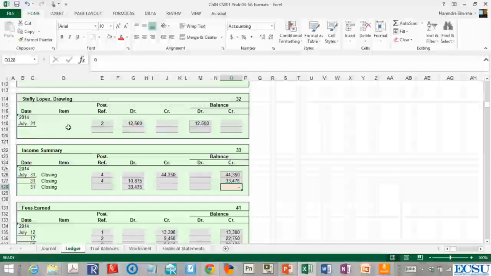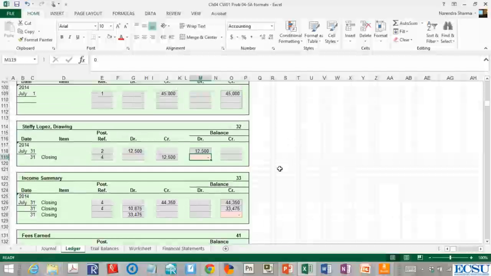Now we are going to do the drawings account. In case of a drawings account, we did a closing credit, this is page number 4, and a credit of 12,500, and this is 0, so that will be how I will be closing it, and that is taken care of.